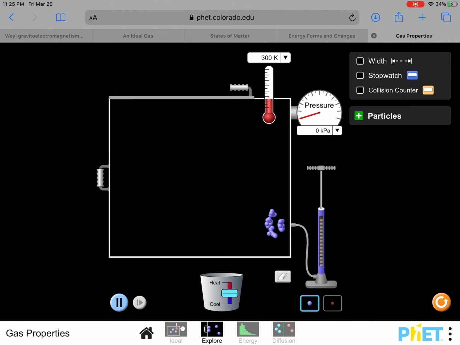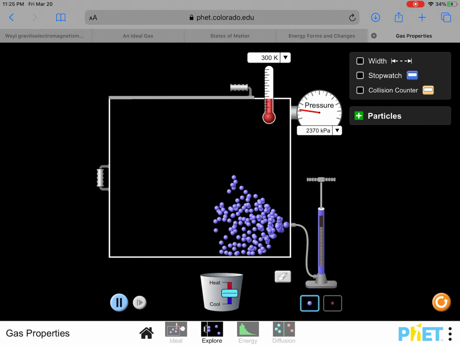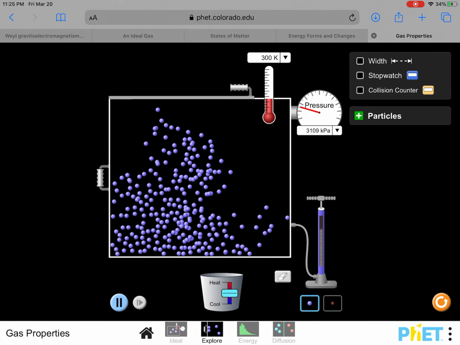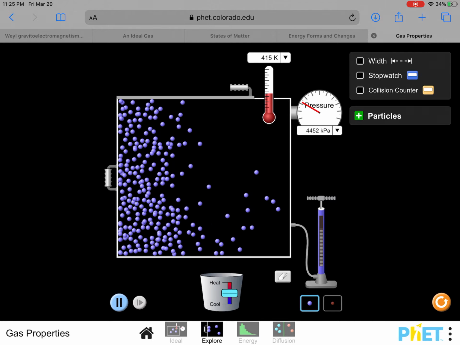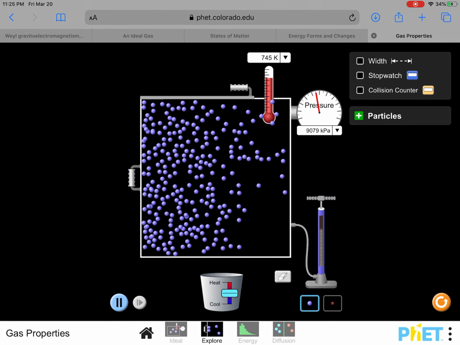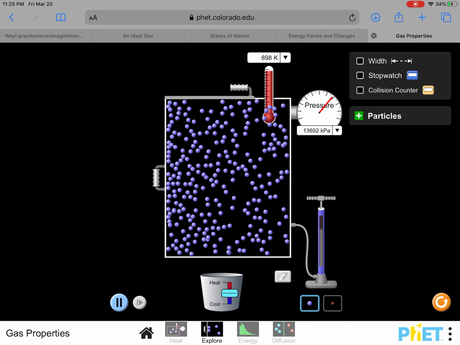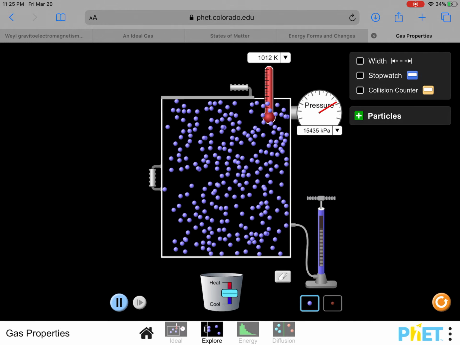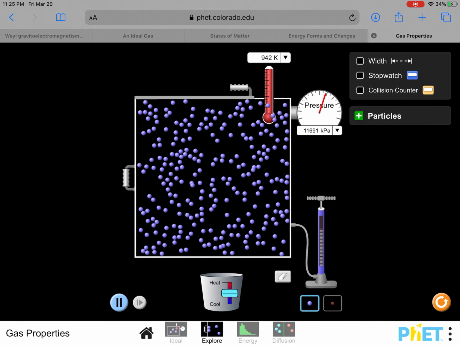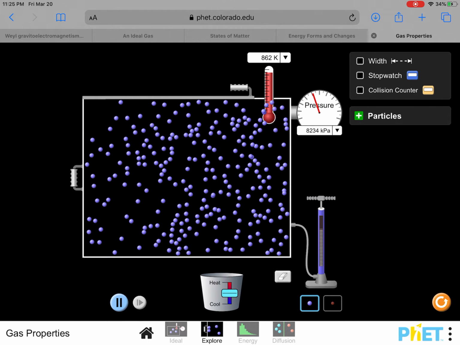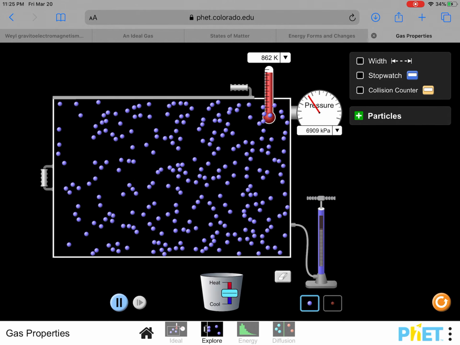So let's add some gas to this chamber. So let's see the things that interplay. If you make the volume smaller, you notice the temperature rises and the pressure rises. And if you make the volume bigger, the temperature drops and the pressure drops. So that's going to be the first equation that we're going to look at.